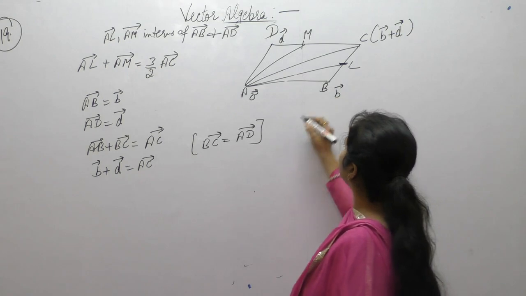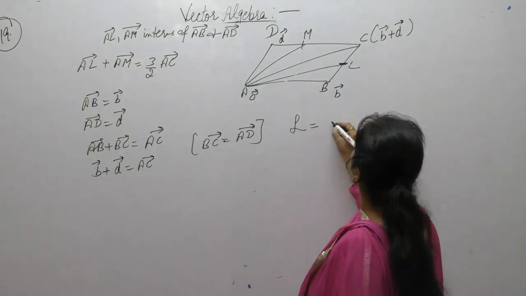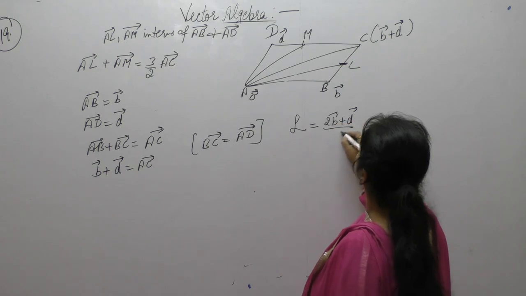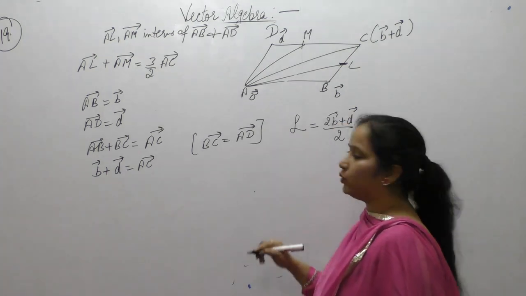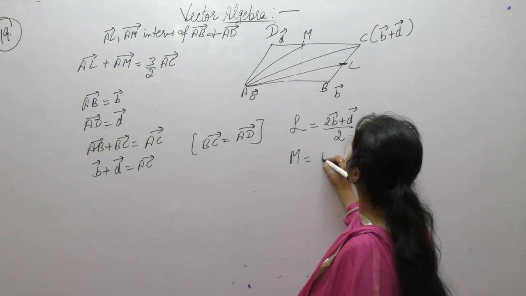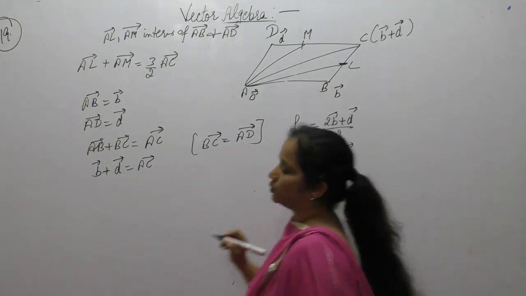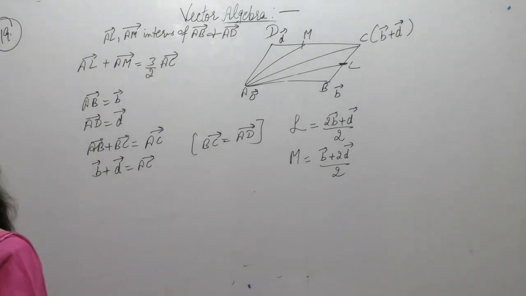Now, L is the midpoint of BC. So L has position vector (2B plus D) by 2. M is the midpoint of DC, so M is (B plus 2D) by 2. So these are the position vectors of C, L and M.